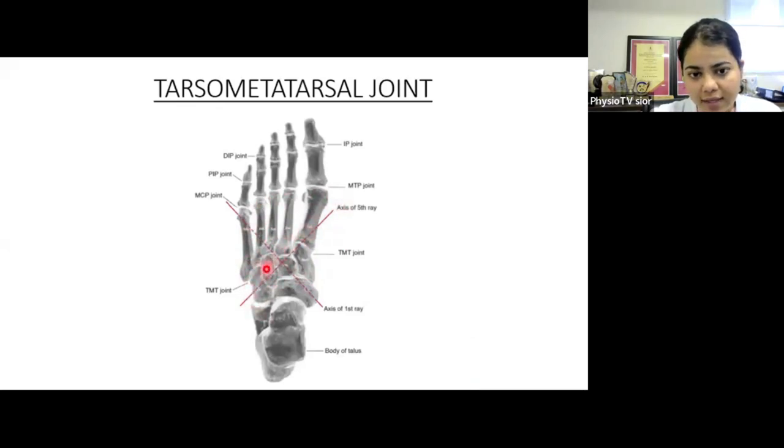Now, this is my axis for the fifth ray and this is for the first ray. So, if you see the axis of the first ray, what is happening? The axis is aligned such that when there is dorsiflexion of the first ray, that's going to be inversion and adduction. And the fifth ray axis is such that when there is dorsiflexion, it is going to be accompanied by eversion and abduction. Third, the axis for the third metatarsal is coinciding with the coronal axis. So it's going to be pure dorsiflexion and plantar flexion. And my second ray is the least mobile ray.